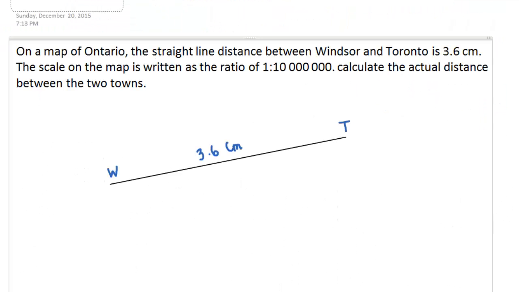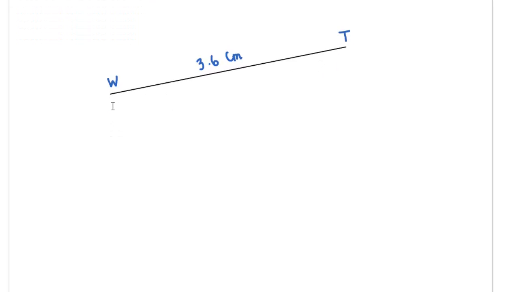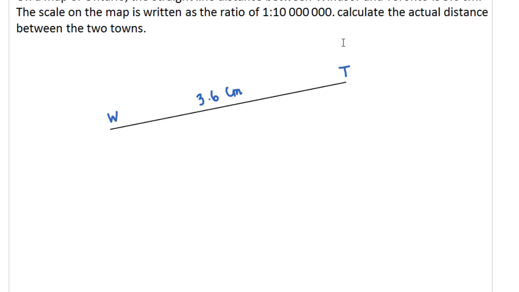On a map of Ontario, the straight line distance between Windsor and Toronto is 3.6 centimeter. The scale on the map is written as a ratio of 1 to 10 million. Calculate the actual distance between the two towns. For sure, it's impossible that the distance between Windsor and Toronto is going to be 3.6 centimeter. We need to understand that this is on a map, on paper, not in reality. And actually the question is, calculate the actual distance between the two towns.